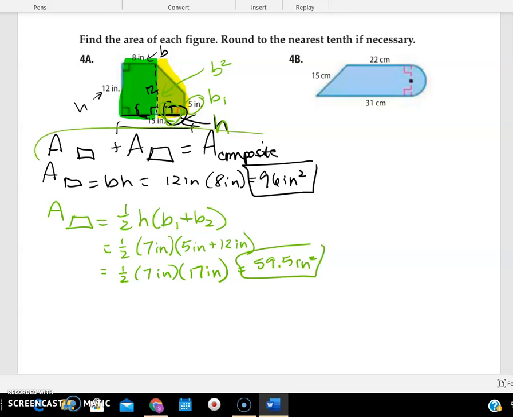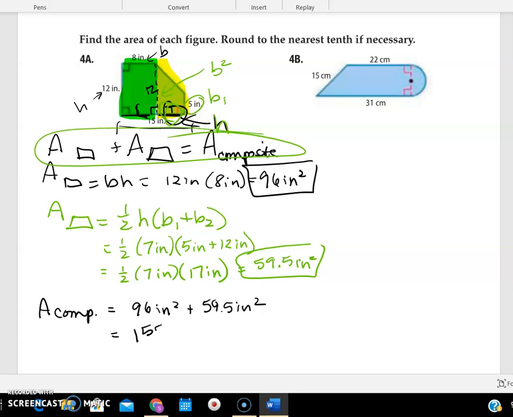Now we have to come back and add those guys together. So the area of the composite, I'll just abbreviate there, is 96 inches squared plus 59.5 inches squared, which is 155.5 inches squared. So that's the area of our composite figure there.